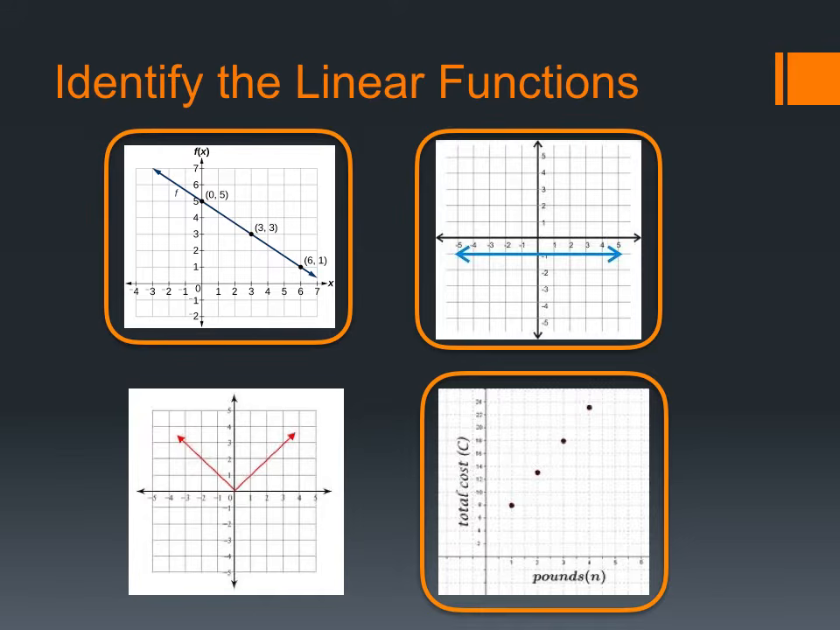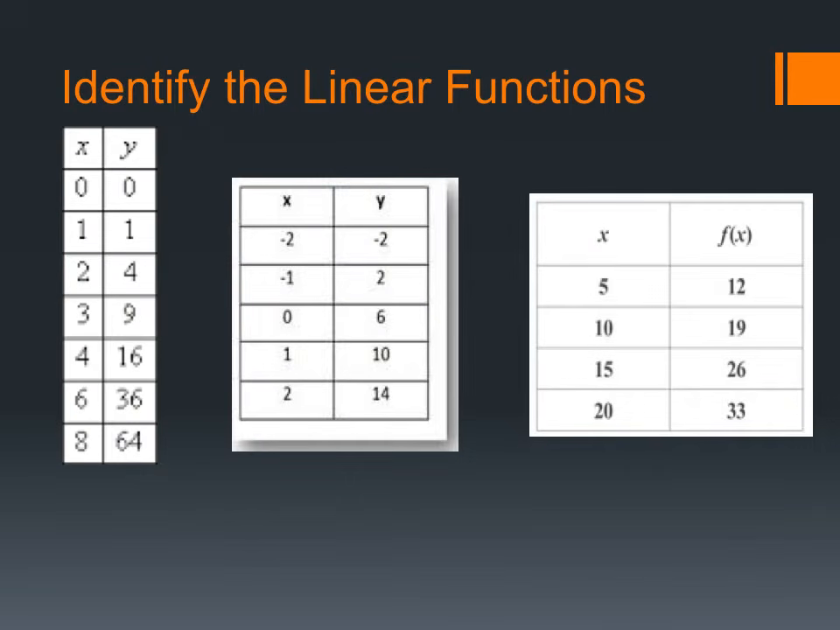The one on the bottom left is not linear because part of the graph has a negative rate of change and the other has a positive rate of change. So it's not constant. Now we'll go on to tables.